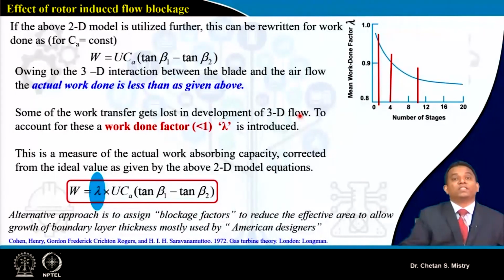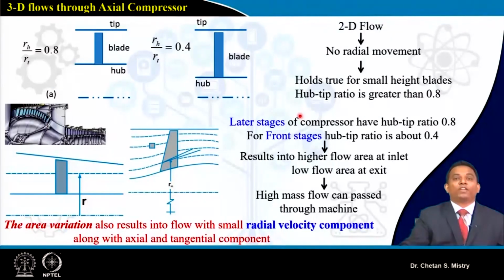So whichever stage you are designing, you need to be careful. Do not forget to incorporate your work done factor. Now onwards we will be discussing everything in terms of the work done factor. It says this is what takes care of our flow three-dimensionality. The flow three-dimensionality we are discussing will not end here. Let's see what we know in terms of our blades.